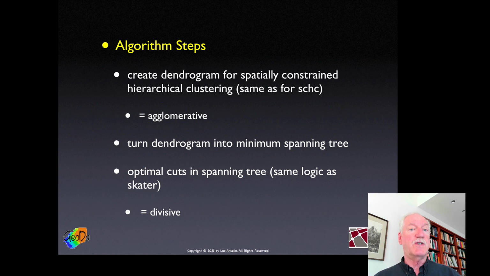So, as I mentioned, it's a combination of 2 ideas. The first idea creates a dendrogram for the spatially constrained hierarchical clustering, the same as we've done before. And then it turns that dendrogram into a minimum spanning tree. This is actually a graph theoretic property, that a dendrogram is an alternative representation of a minimum spanning tree. So once we have our minimum spanning tree, then we're in the same game as with SKATER, and we apply the cuts in exactly the same way. So that's the general principle behind Redcap.